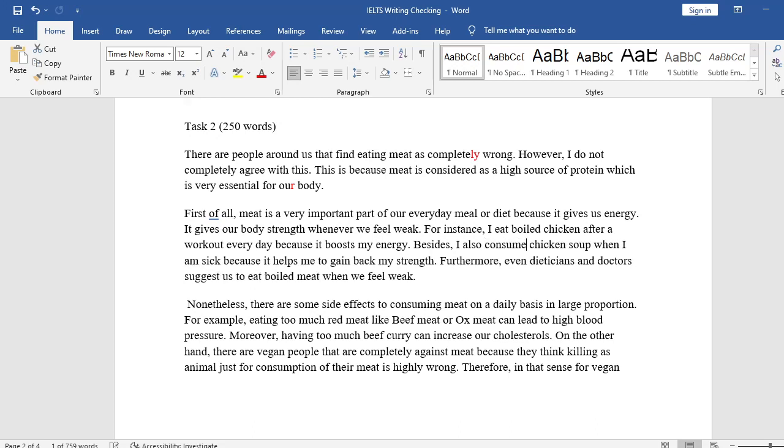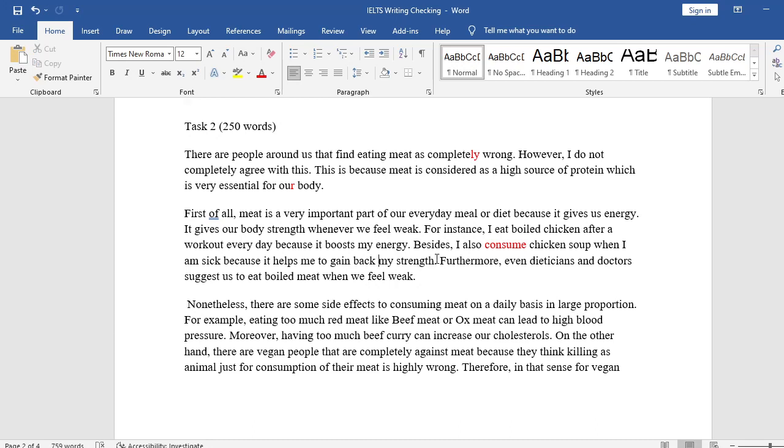Consume is a good word. I also consume, let me redden it, chicken soup when I am sick, because it helps me to gain back my strength. So this is a very good word choice, gain back my strength, or find my strength again, or rejuvenate, you can say. So here she is talking about how important meat is.